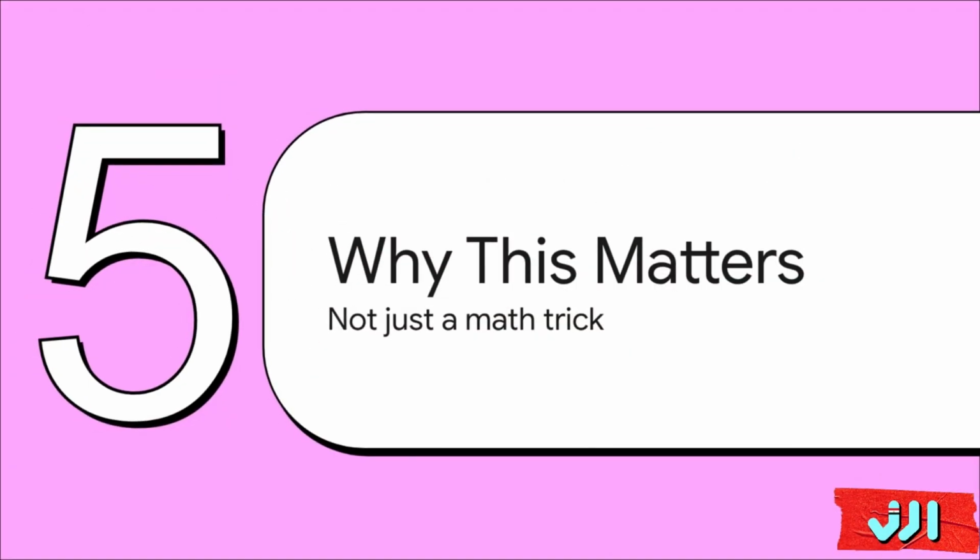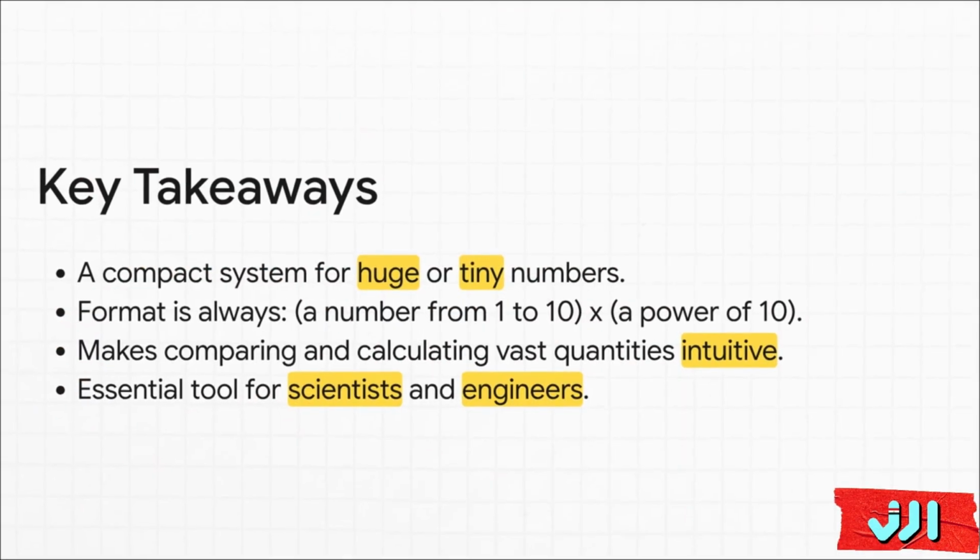So, we've gone through the how, but let's zoom out for a second and really lock in the why. Because this isn't just some neat trick you learn in math class, it's a fundamental language that helps us understand the world around us. So let's wrap this all up. At the end of the day, scientific notation is a beautifully compact system for handling numbers that are either astronomically big or microscopically small. The format is always the same, a decimal between 1 and 10 times a power of 10. And its real power is that it makes comparing and calculating these mind-boggling numbers totally intuitive. This is the language that scientists, engineers, and astronomers use every single day to make sense of our universe.